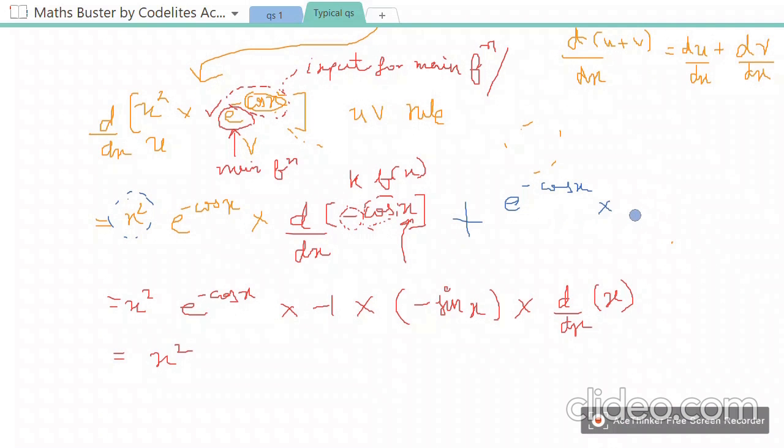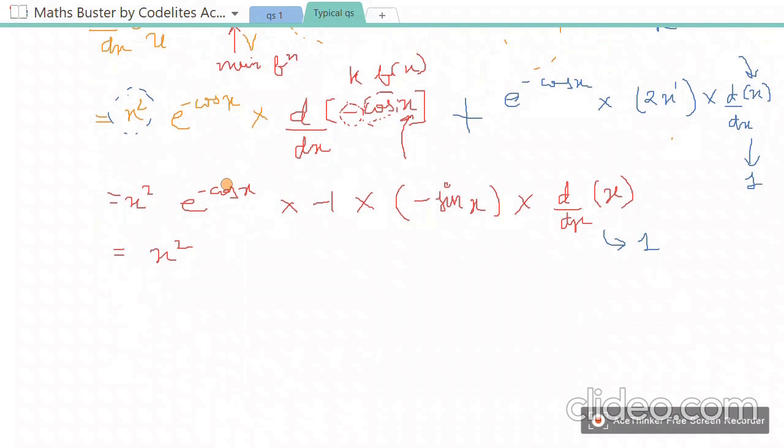d by dx of x square. What is d by dx of x square? 2 into x raised to 2 minus 1, that is x raised to 1. Then again chain rule, d by dx of x. I already explained why: your 2 is your power function which is getting applied on this input x, so we will differentiate that input again. But obviously this is 1. This is also 1.